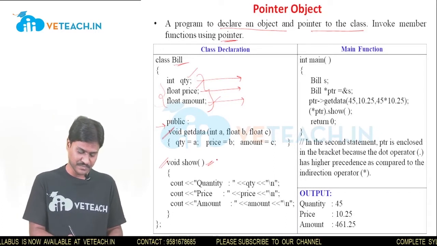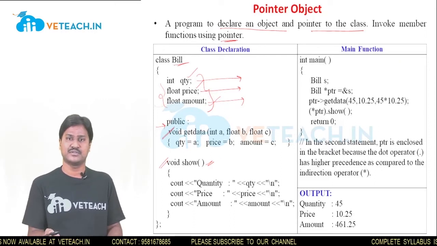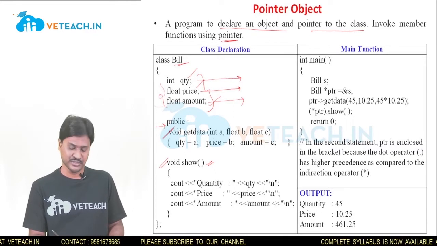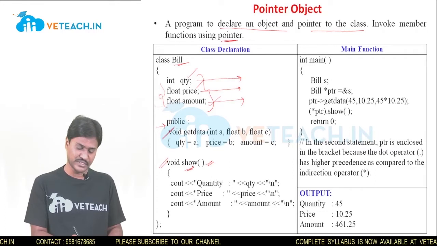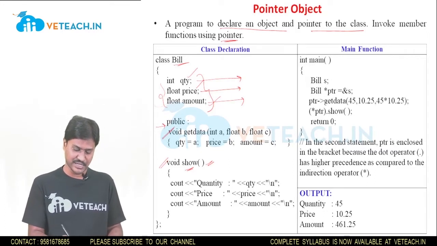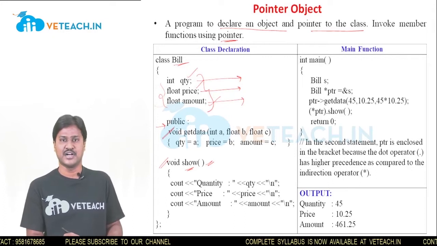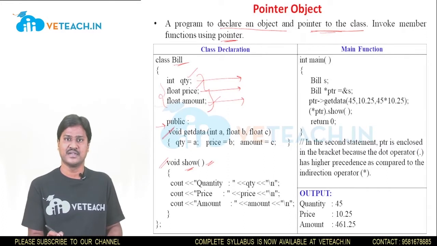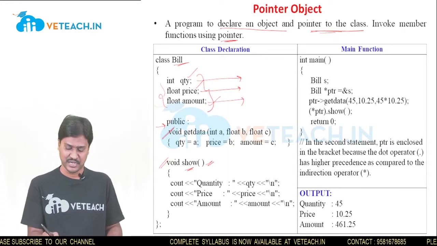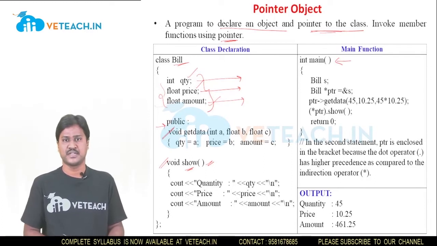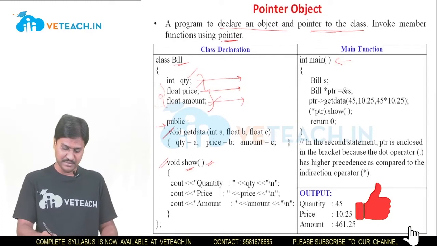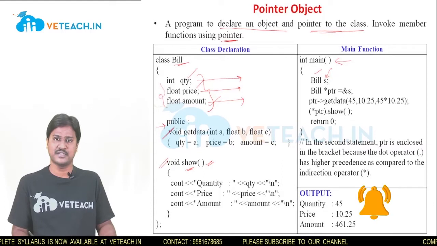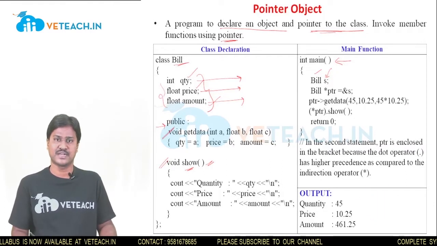Coming to the show function, whatever values we have collected through declaring objects of the bill class are displayed on the screen by using this show function. This is the scenario and behavior of the class bill, and how these data members and member functions can be accessed by creating a pointer to the class, and we will see that in the main function. Coming to this main function, I have a bill class and I need to define an object of this class like this, bill space S. Now S is an object of class bill.